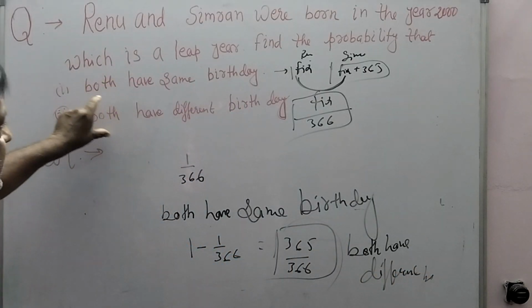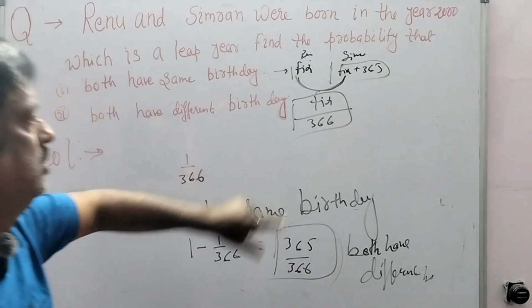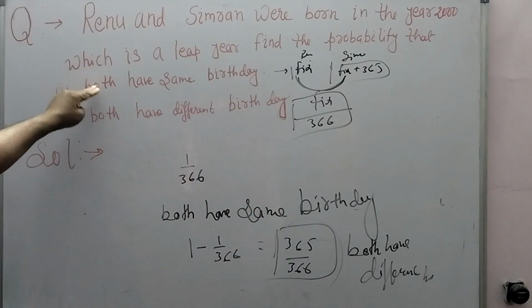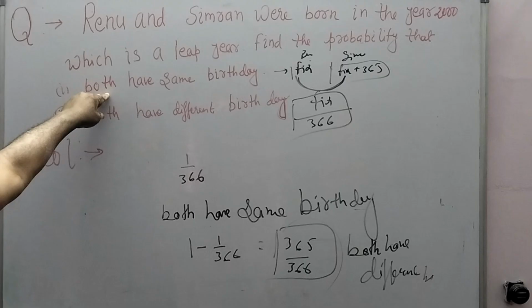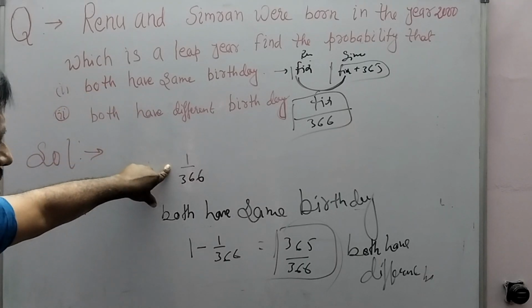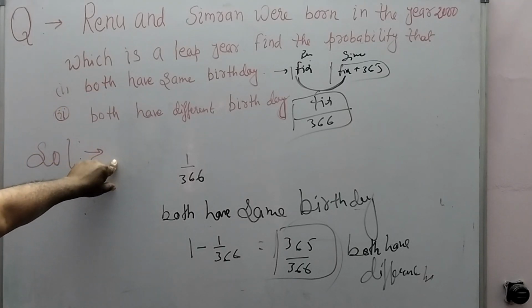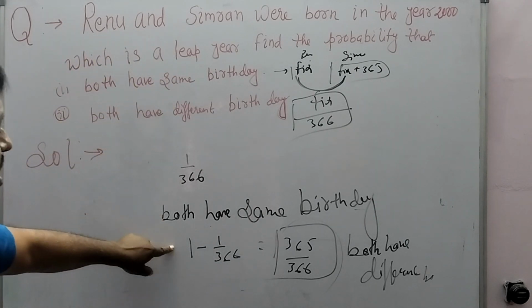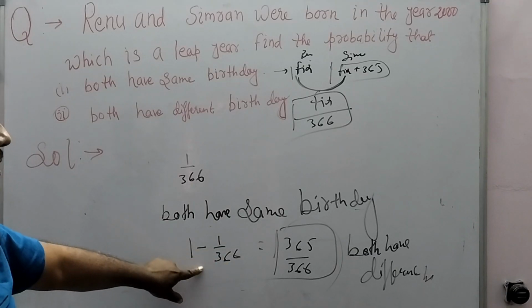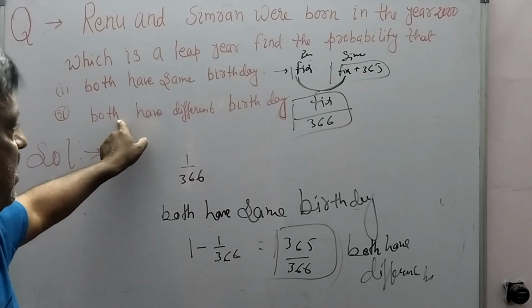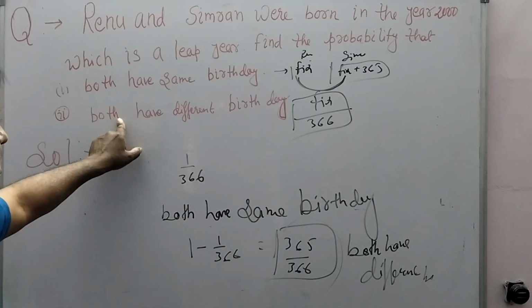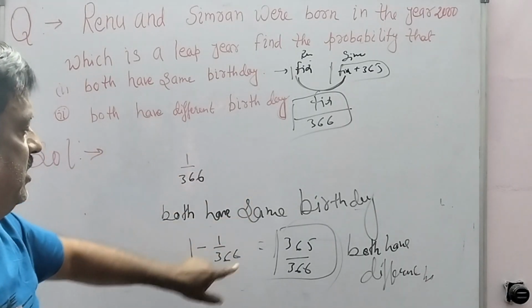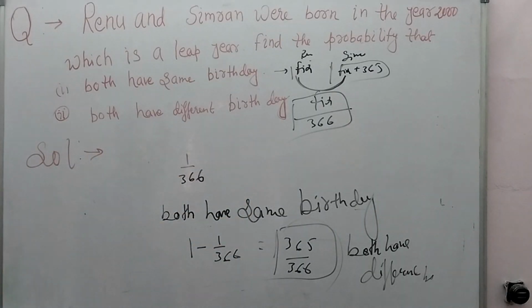We can proceed with a single problem also. We have already defined that the same date of birth probability is 1 by 366, and the total probability of both happening is 1. So 1 minus 1 by 366 is the required probability of different birthdays. I hope you all understand this problem very well.